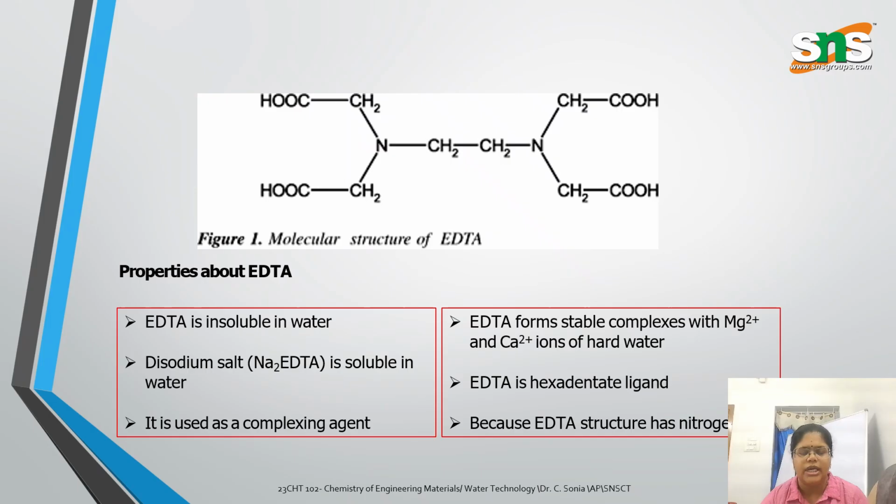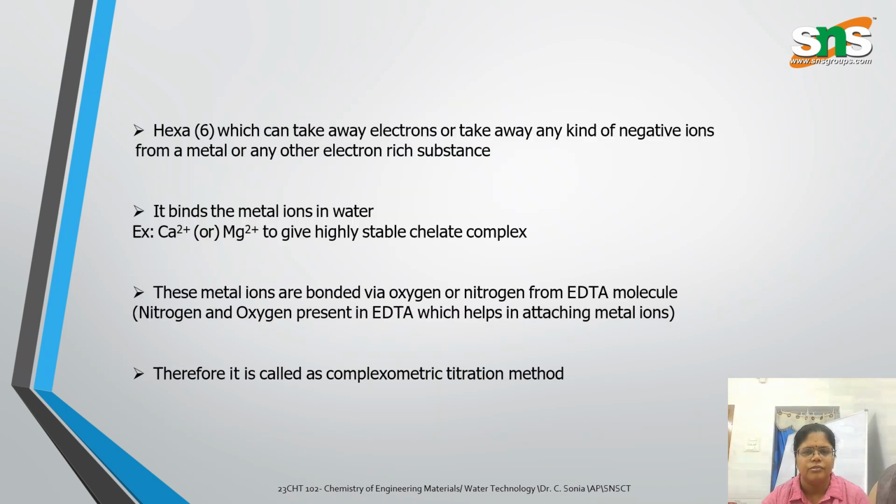EDTA forms stable complexes with the magnesium and the calcium ions of hard water. As I already said, EDTA is a hexadentate ligand because the EDTA structure has nitrogen and four acids. Here hexa means it can take away electrons from a metal or any other electron-rich substance. So it is hexadentate. It binds the metal ions in water. That is, it binds the calcium and the magnesium to give a highly stable chelate complex.